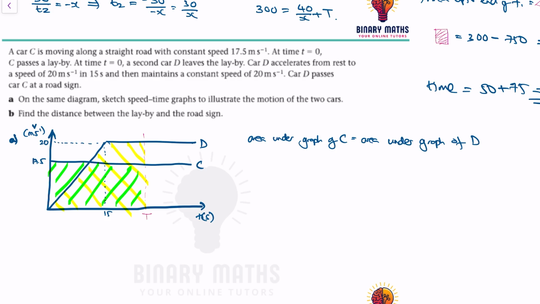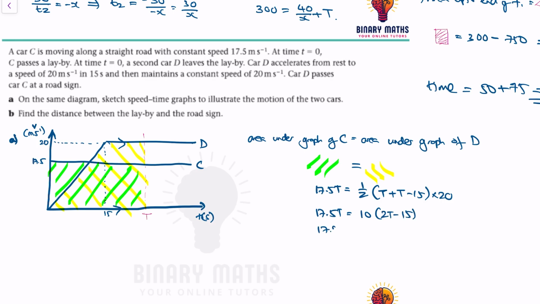So that's, let me just draw it out. So green must be equal to the yellow. So green is 17.5 times T, so 17.5T. The area of the yellow part is a trapezium, so it's going to be half of the sum of the parallel lines. The base is T, and this part is T take away 15, times by the height, which is 20. So 17.5T is equal to 10 times 2T minus 15.